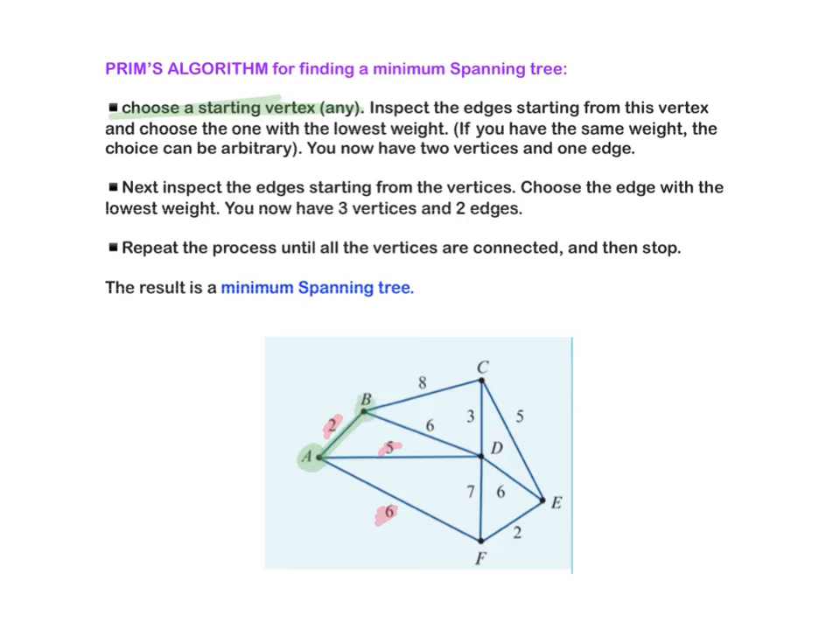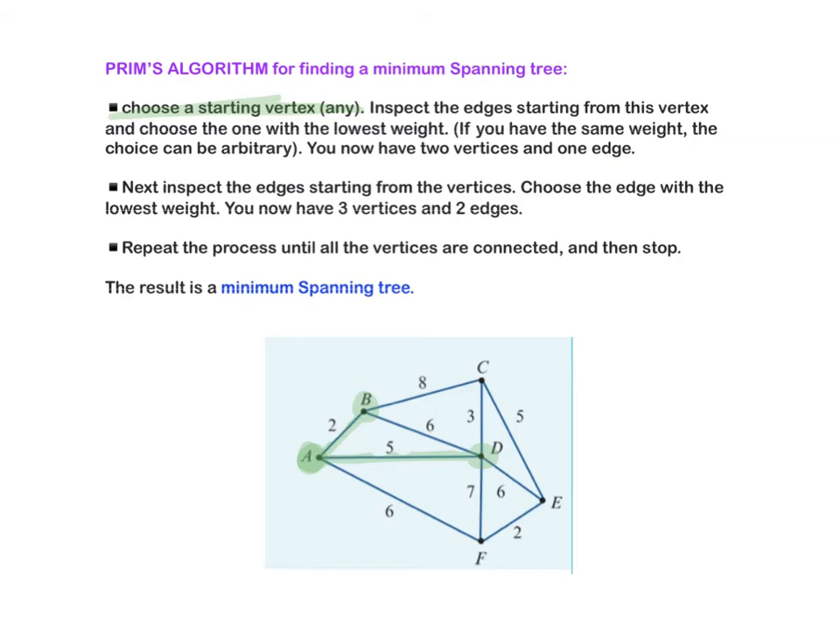Okay, now I'm looking at the edges out of B and A, so I'll just rub them out. Now we're looking at all the edges coming out of those 2. So I have a 6, a 5, a 6, and an 8. The smallest one out of all of those is this 5, so that's the one I'm going to pick. All right, rubbing them out, and now I have D into the mix.